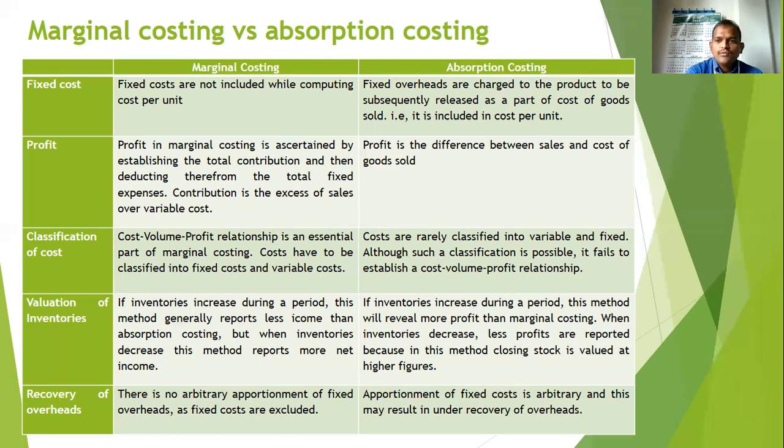So, recovery of overheads. There is no arbitrary apportionment of fixed overheads because marginal costing does not consider the fixed overhead at all. But in absorption costing, apportionment of fixed costs is arbitrary, and this may result in under recovery of overheads. Under recovery of overheads means more actual overheads were incurred than the estimated.